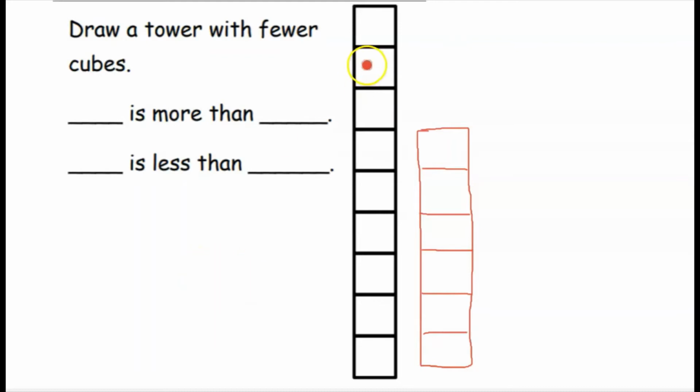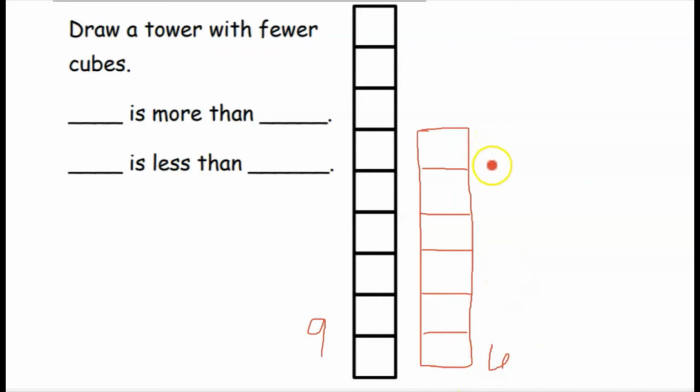Then you're going to decide which one's more than and which one's less than. Okay. First, I need to find out how many cubes I have in each tower. 1, 2, 3, 4, 5, 6, 7, 8, 9. I have 9 cubes in this tower. 1, 2, 3, 4, 5, 6. I have 6 cubes in this tower.